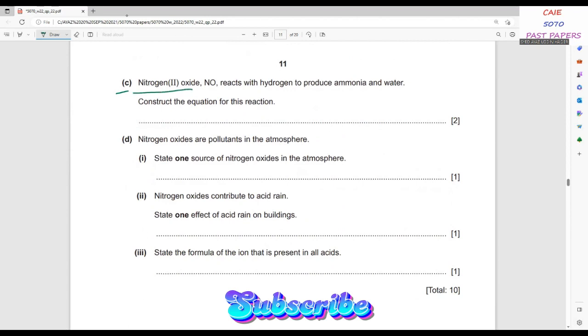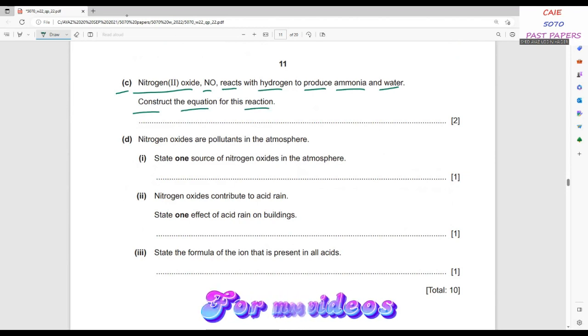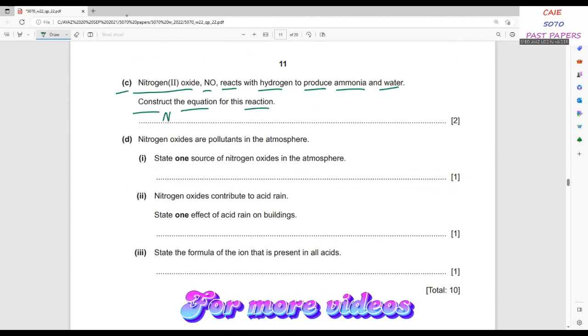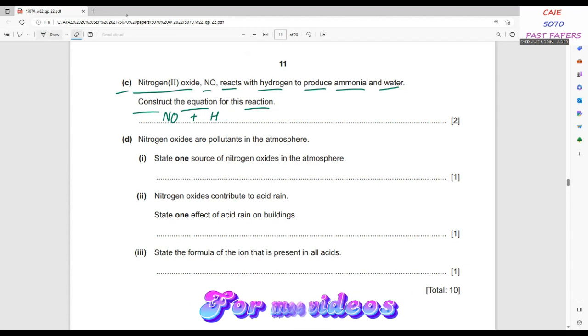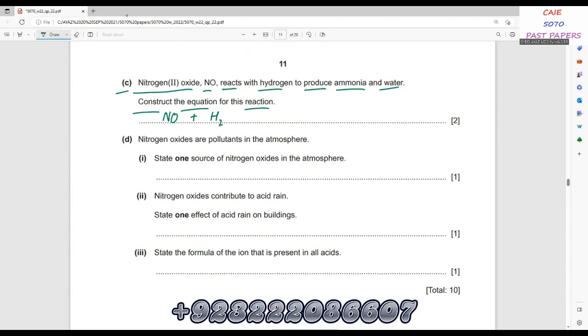C. Nitrogen(II) oxide, NO, reacts with hydrogen to produce ammonia and water. Construct the equation for this reaction. So NO plus H2O. Sorry, this is H2, not H2O. Ammonia NH3 plus water H2O. Now let's balance the equation.